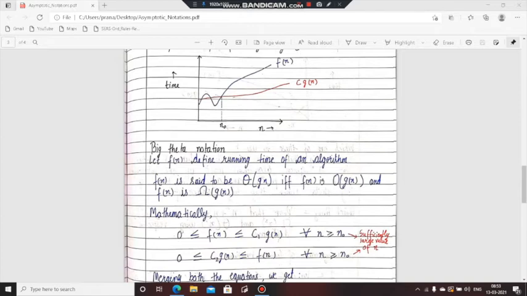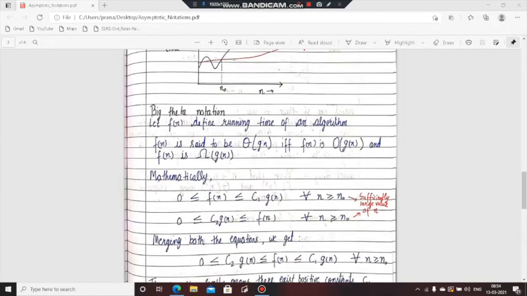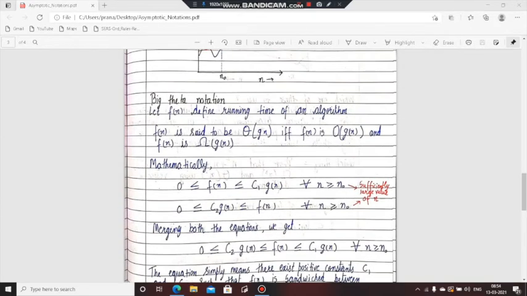Let me walk you through the definition. Let us define f of n, the run time of an algorithm. f of n is said to be big theta of g of n if f of n is big O of g of n and f of n is omega of g of n. Like I told you, it's just the average case of both the notations. So this is how we can represent it mathematically.